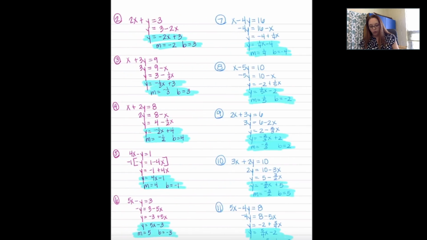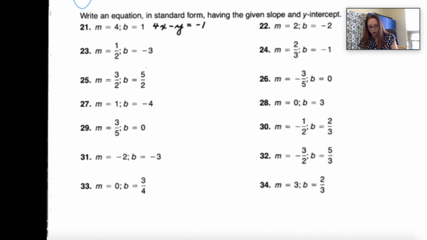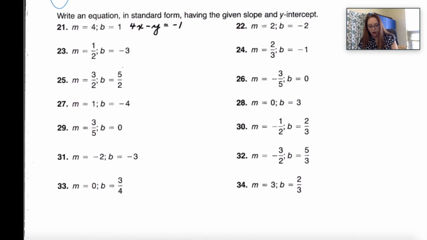All right, so now we're going to go to this bottom section. And in this bottom section, our directions are to write an equation in standard form this time, having the given slope and y-intercept. All right, so number 21 has already been done for us, so we're going to skip over to 22. So for 22, we know the slope is 2 and the y-intercept is negative 2.